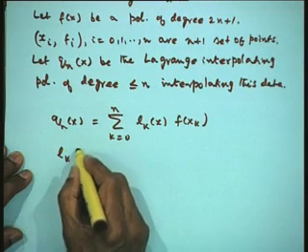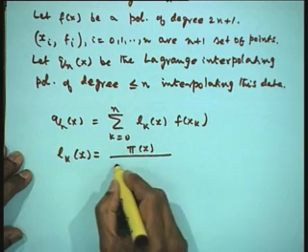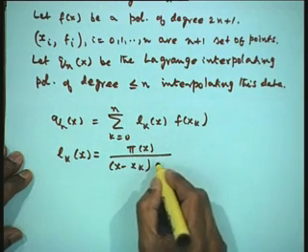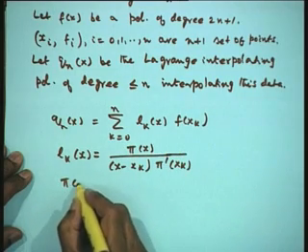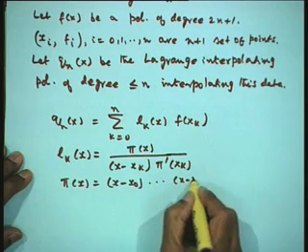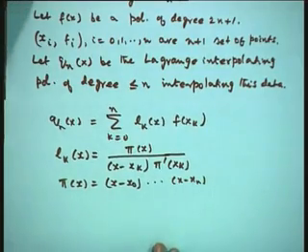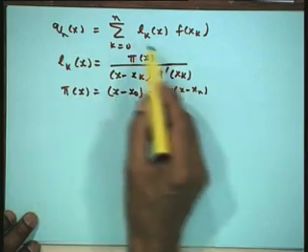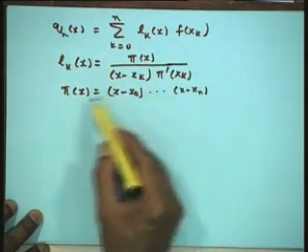where L_k(x) are the Lagrange fundamental polynomials, which we had written as pi(x) upon (x minus x_k) pi'(x_k), and pi(x) is the product of all the factors (x minus x_0), (x minus x_1), ..., (x minus x_n). This is the Lagrange interpolating polynomial interpolating at the n plus 1 data points given to us, and these are the Lagrange fundamental polynomials that we are using.